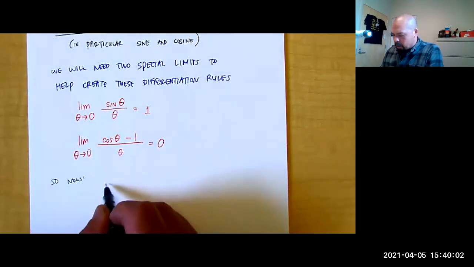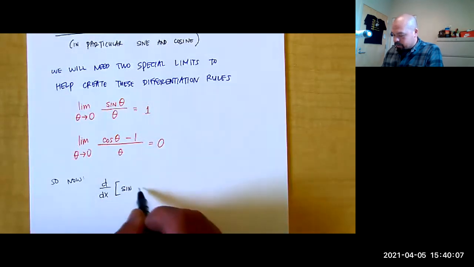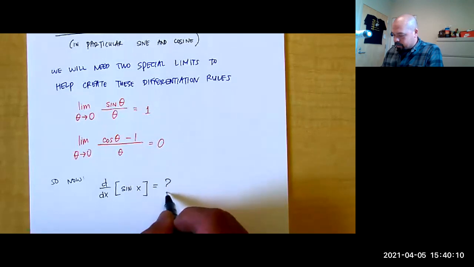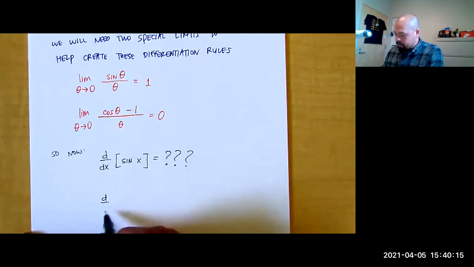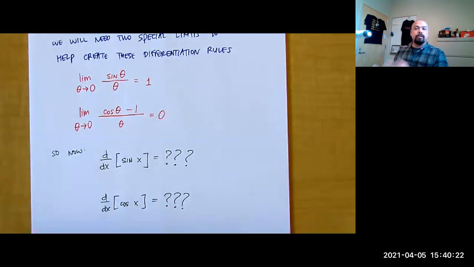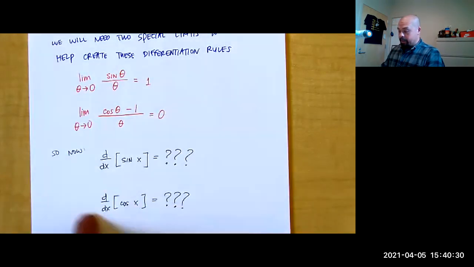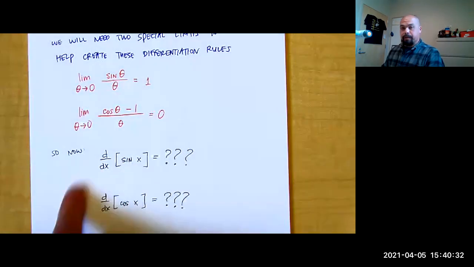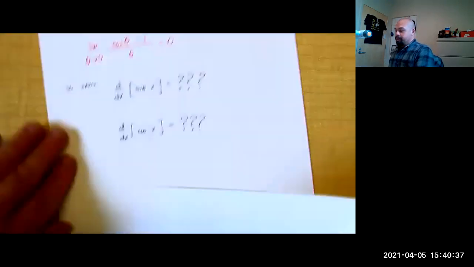So with that said, in particular, when I want to take the derivative with respect to x of the sine of x, what is that going to be? Or likewise, taking the derivative of the cosine, what would that look like? Again, we'll do tangent, cosecant, secant, like I said, later. Okay? So with these two limits and this information, let's start to manage these differentiation rules.